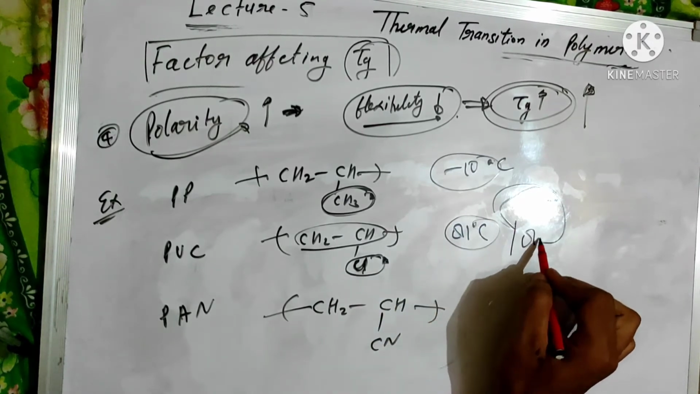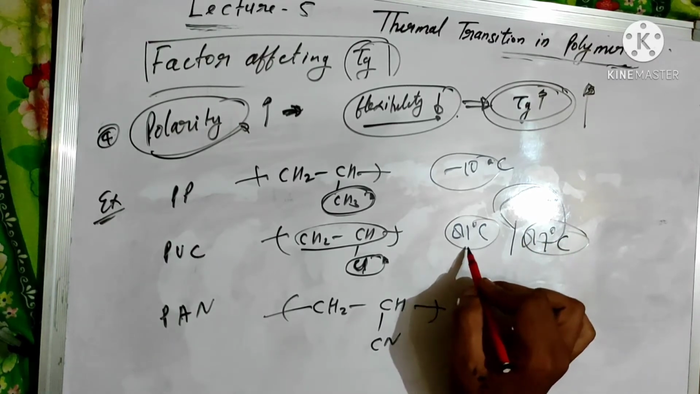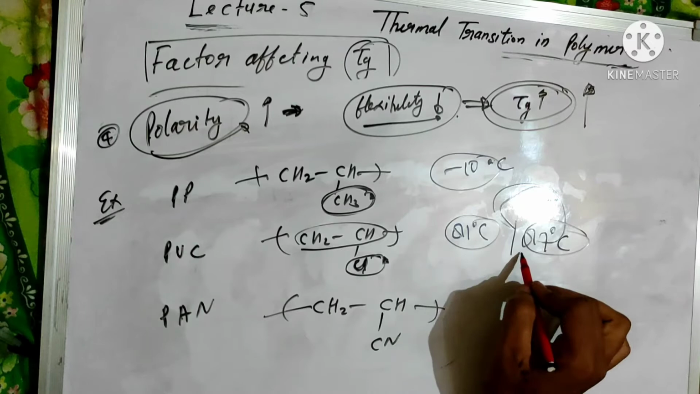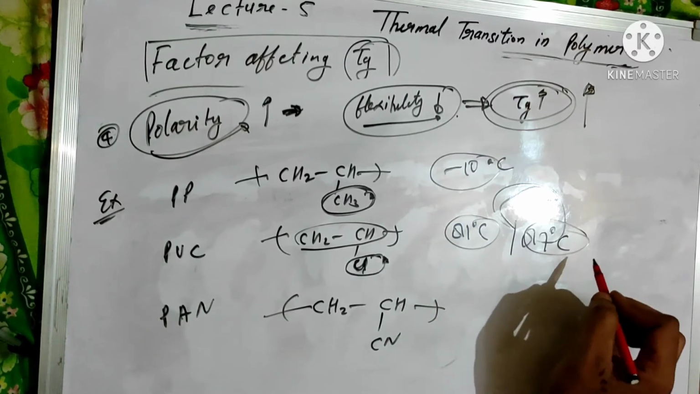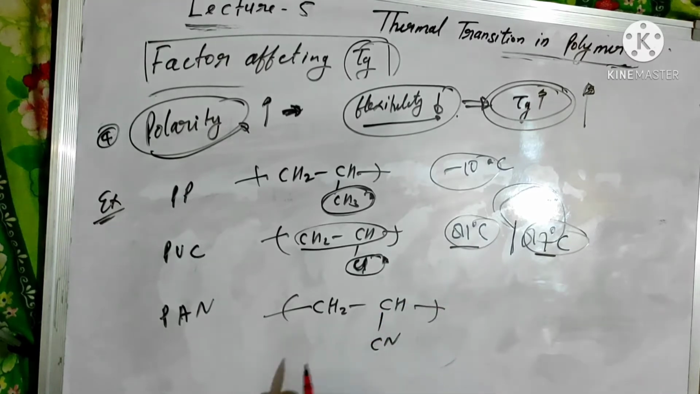In some books we get the glass transition temperature of 87 degrees centigrade. So don't be confused. You can see both values are nearly approximate. So you can write 81 and 87, both are correct.